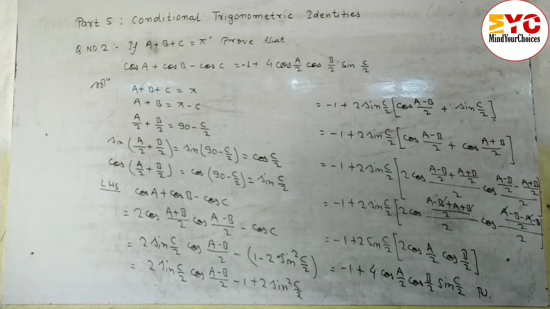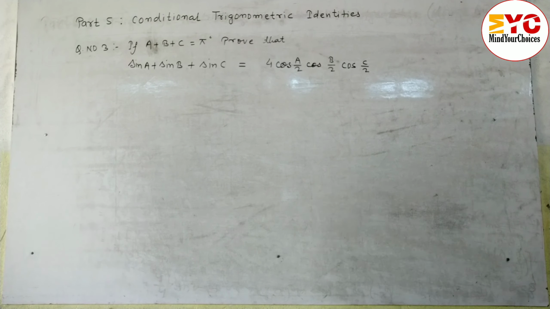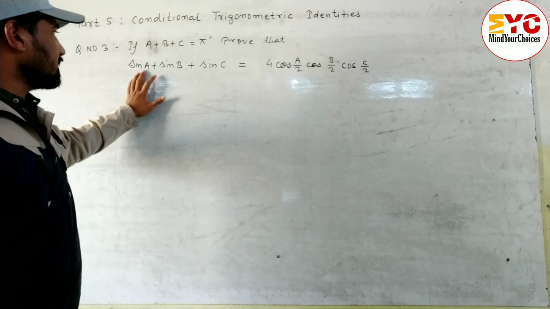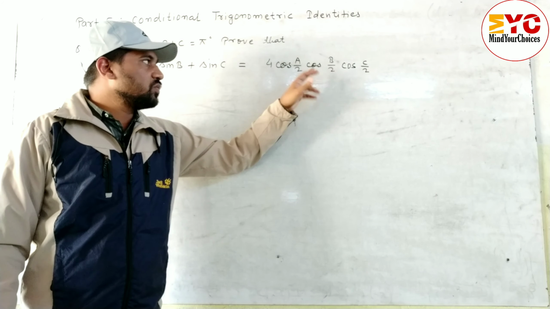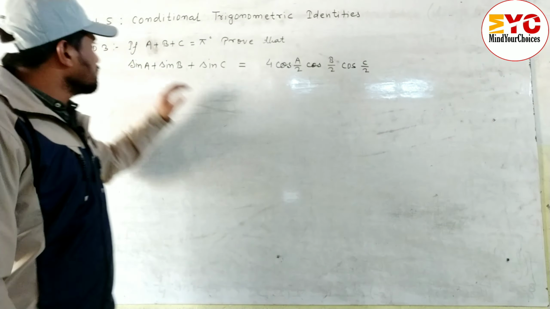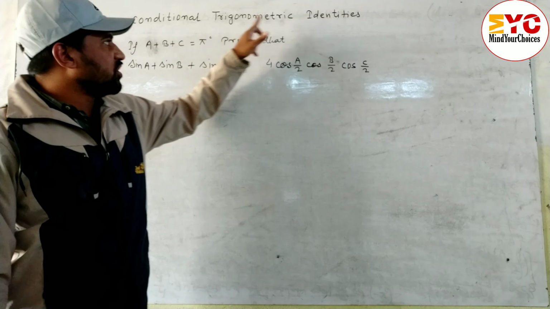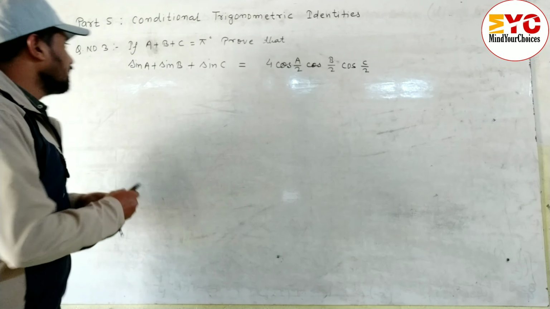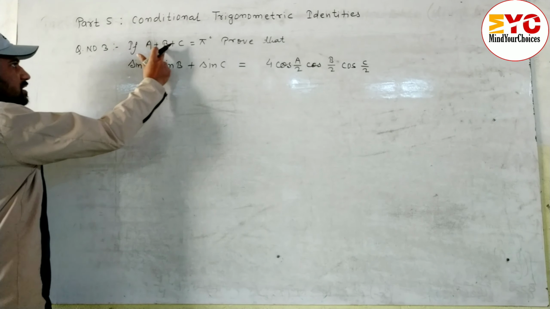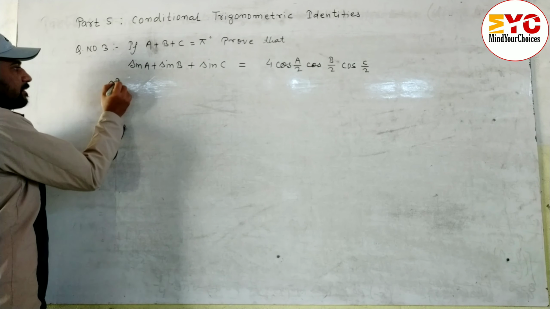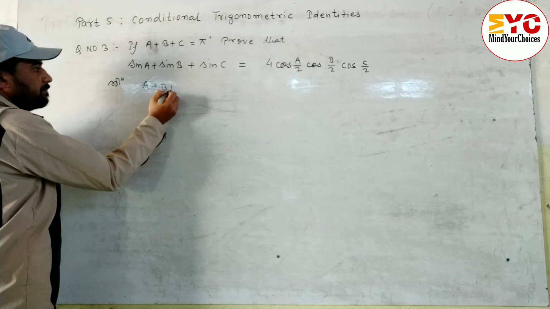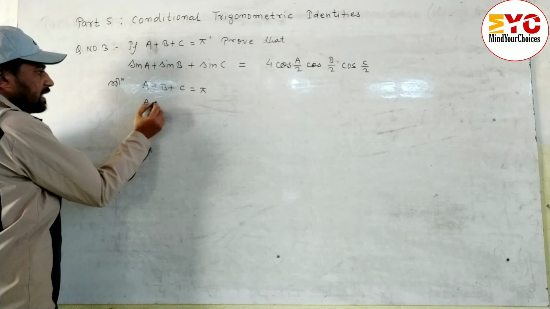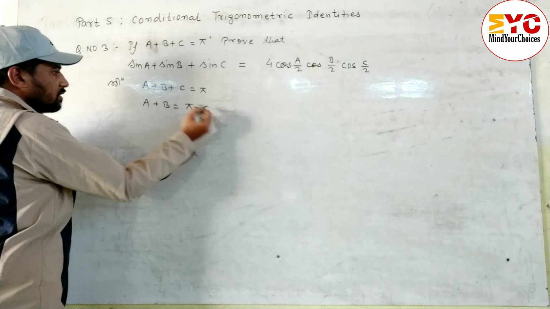Now look at question number 3. The question number 3 is: if A plus B plus C is equal to pi, prove that sin A plus sin B plus sin C is equal to 4 cos A by 2, cos B by 2 and cos C by 2. We have to prove this. I took this question from conditional trigonometric identities, from where you will get one fixed 4-mark question. So first of all, the condition is given here, A plus B plus C is equal to pi. After this, A plus B is equal to pi minus C, always the same we have to do.